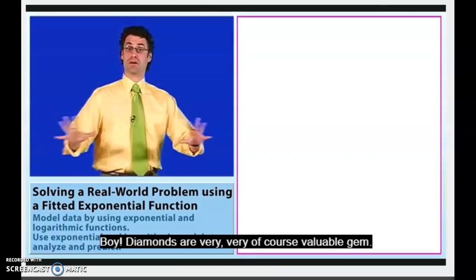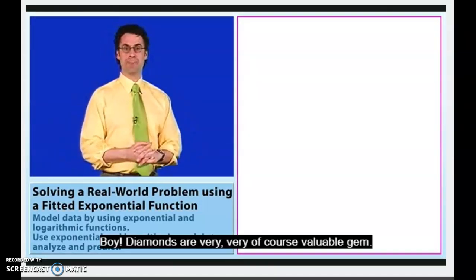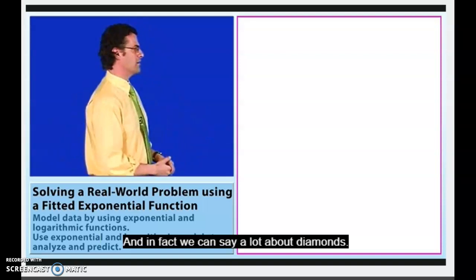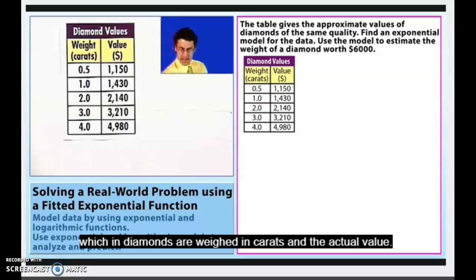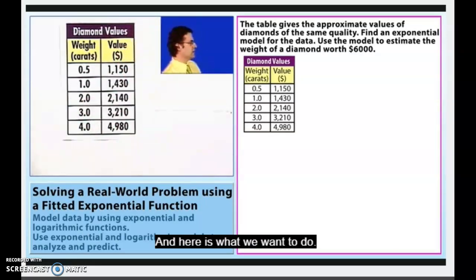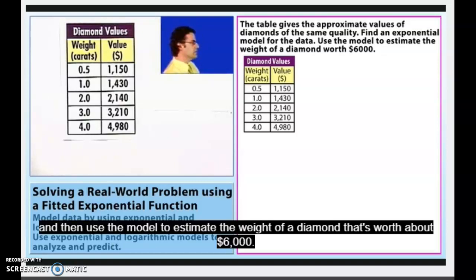Boy, diamonds are, of course, a very valuable gem. And in fact, we could say a lot about diamonds. This table right here gives us the weight, which in diamonds is measured in carats, and the actual value. And here is what we want to do. We want to find an exponential model for this data, and then use the model to estimate the weight of a diamond that's worth about $6,000.